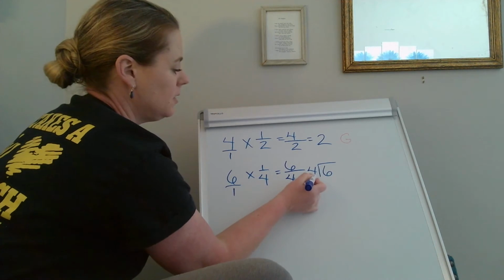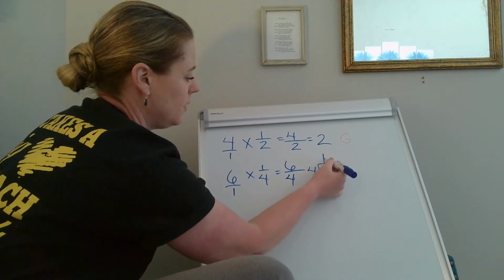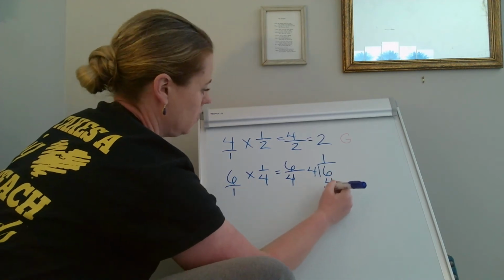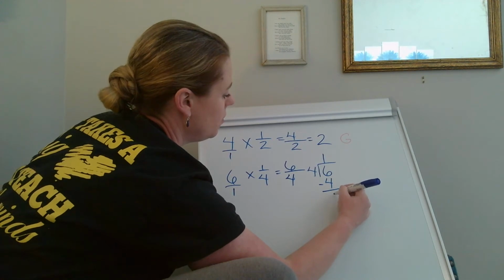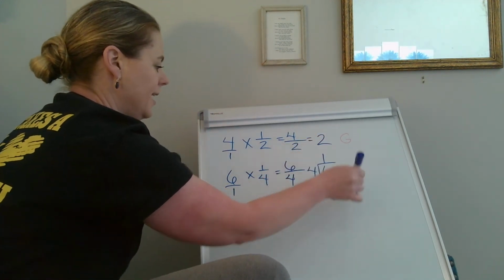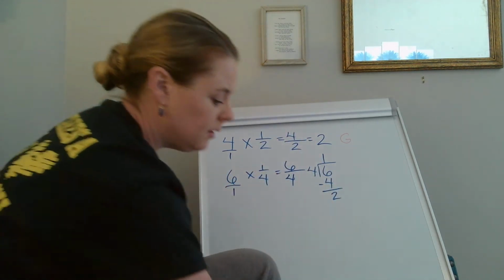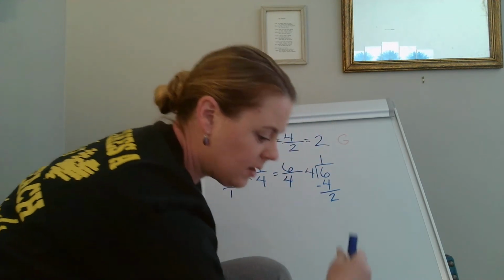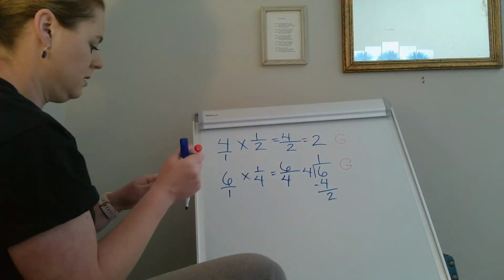How many times does 4 go into 6? 1. 4 times 1 is 4. Then we subtract. 6 take away 4 is 2. So our answer is 1 2/4. So is it greater than 1? Yes. So this one is greater than. Okay.